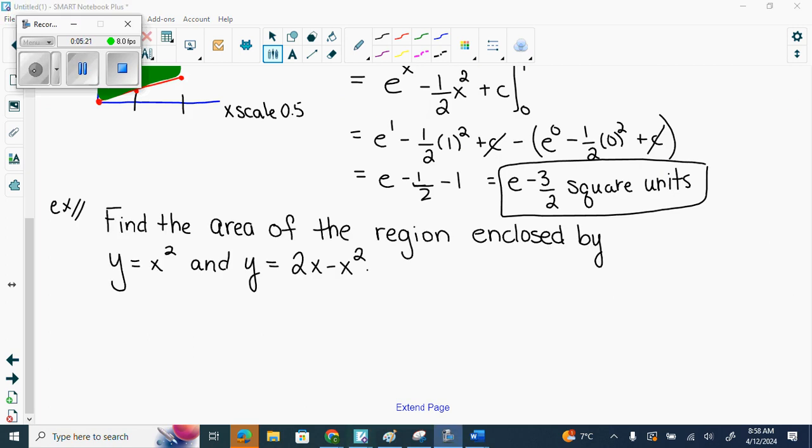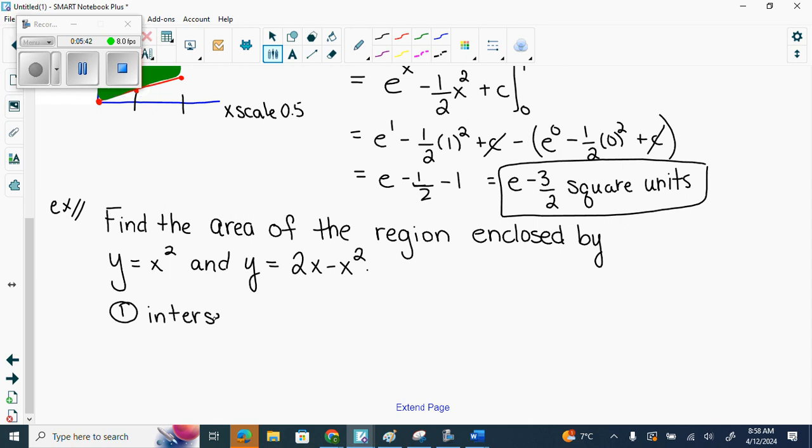So, we're going to try and find the area of the region between the two, correct? So the first thing you're going to want to do is find out where the two intersect. This is a concave down parabola, the second one, this one's concave up. So they will intersect in some spot, right? So, how do we find out? We have to first find the intersection points.